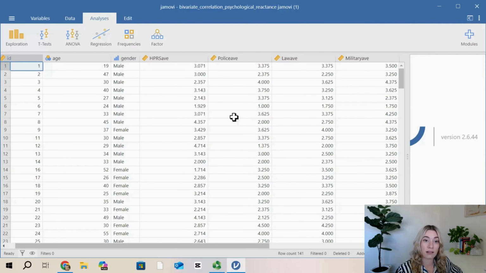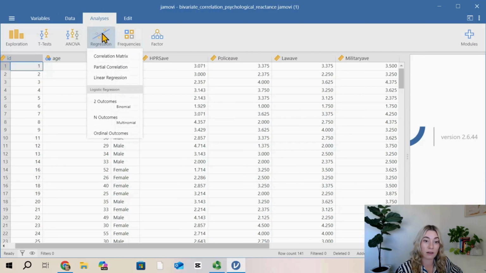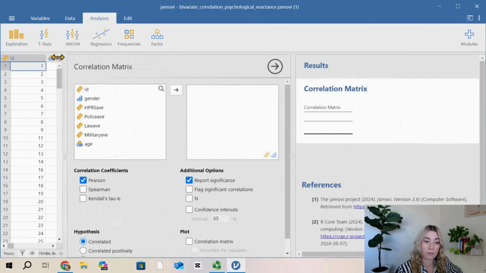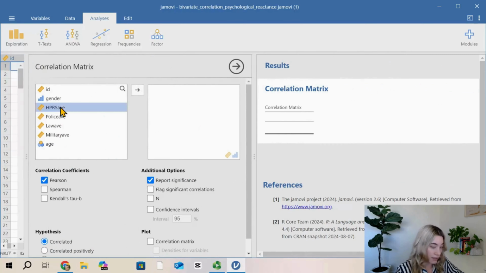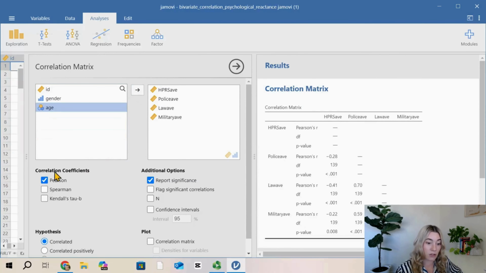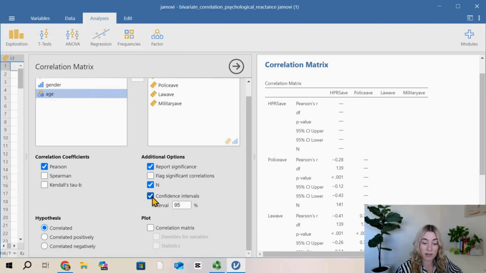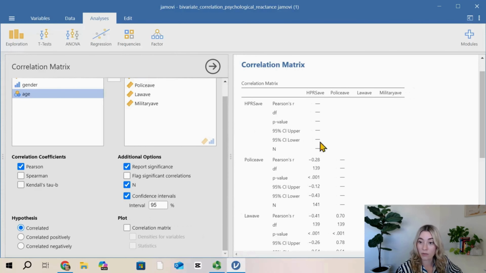To run our correlation analysis, we're on the Analyses tab, we click Regression, Correlation Matrix. We can then simultaneously move our 4 variables of interest into the box, ensure that Pearson is selected within correlation coefficients. We also want to select N so we can get the sample size for each of our comparisons, the confidence intervals, and ensure that is set to 95%. You can see that we automatically get our output within this right-hand window.